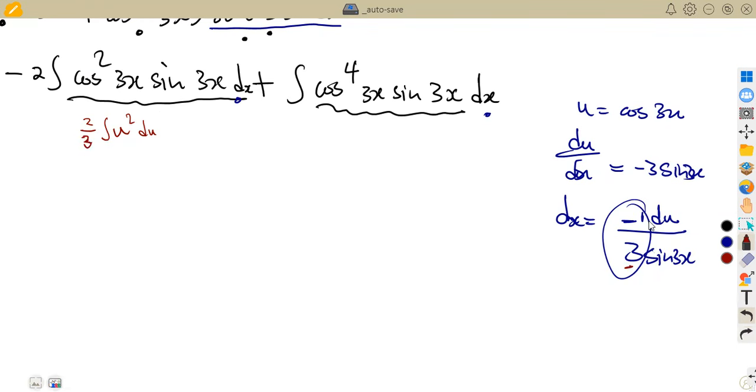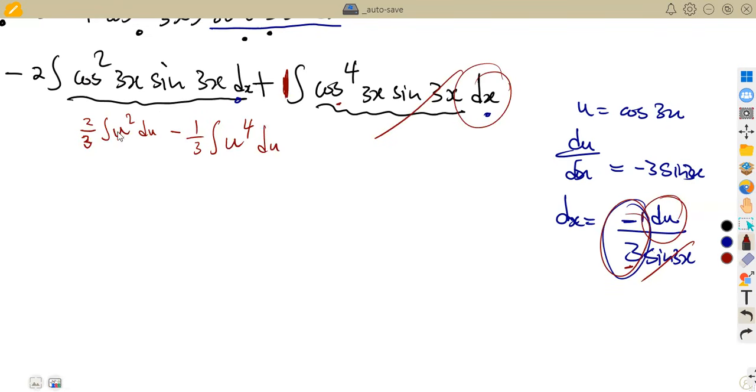So it is the same thing here. Minus 1 over 3 multiplies what is outside here, so it's going to be minus 1 over 3 the integral of cos, which is u, to the exponent of 4. The sin 3x and the sin 3x was going to cancel, and we remain with du. So if you integrate now, what are you going to get on u to the exponent of 2? That will be 2 over 3 u to the exponent of 3 over 3, minus 1 over 3, integrate this, u to the exponent of 5 over 5, plus the constant of integration.